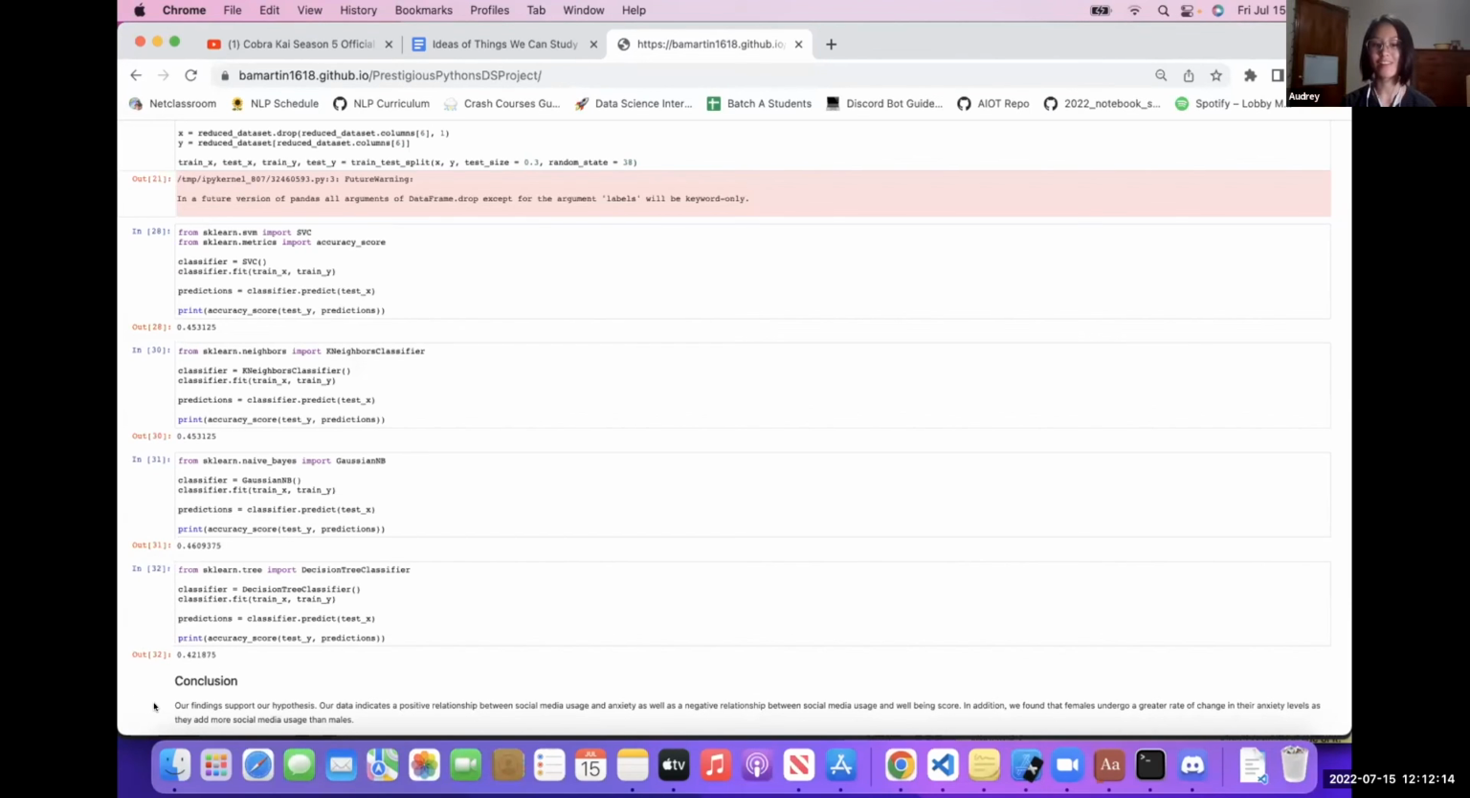To wrap it up, our findings support our hypothesis that if a person uses social media more, their well-being score will go down and their anxiety score will go up. Our data indicates a positive relationship between social media usage and anxiety, as well as a negative relationship between social media usage and well-being score. In addition, we found that females undergo a greater rate of change in their anxiety levels as they add more social media usage than males. I think our group did a really good job of learning and doing beyond what was expected.